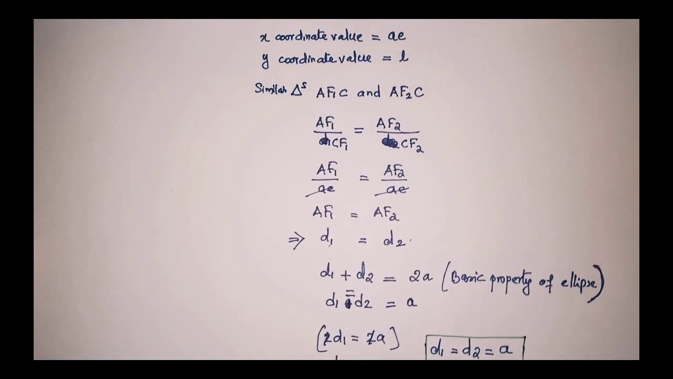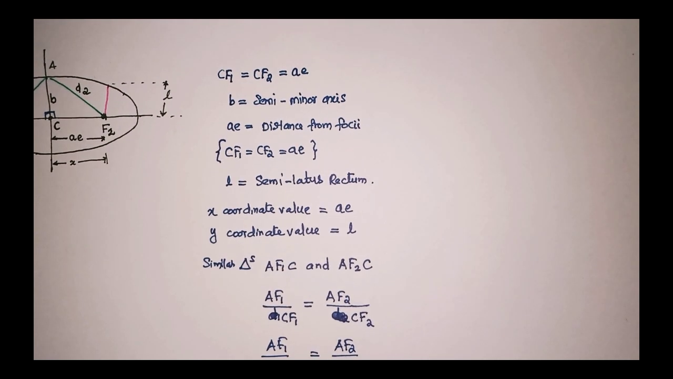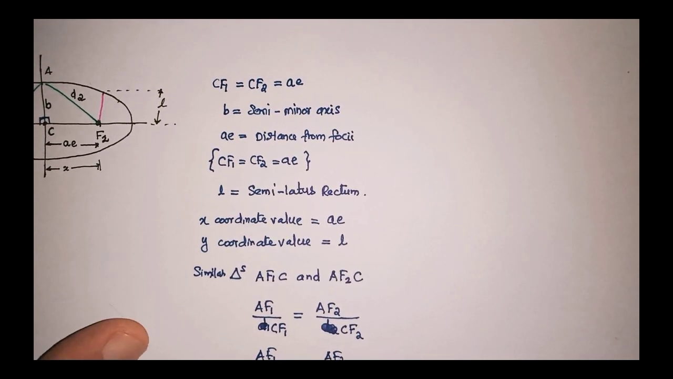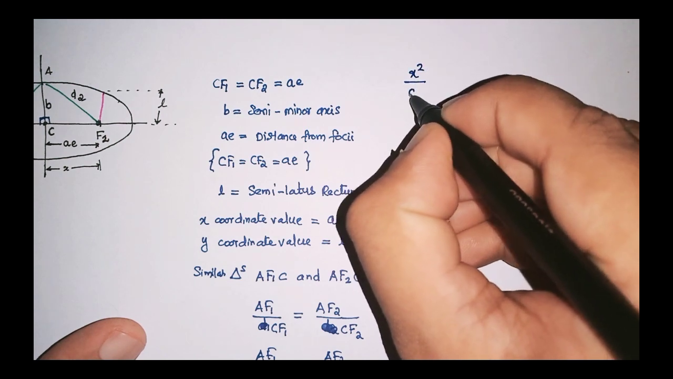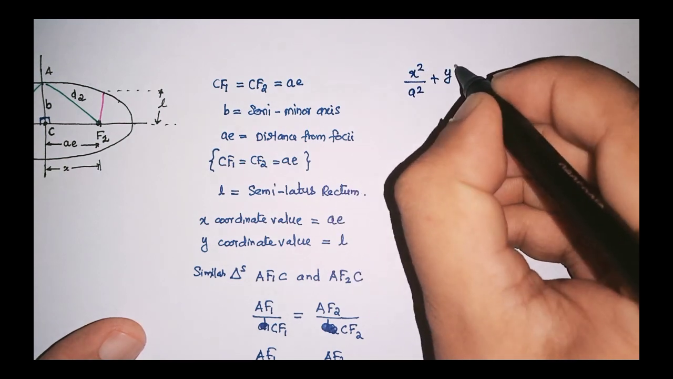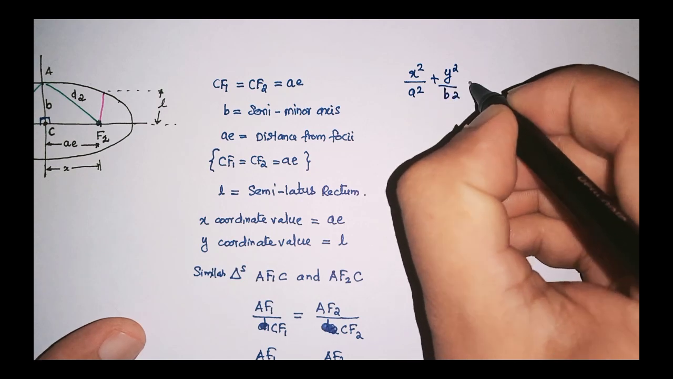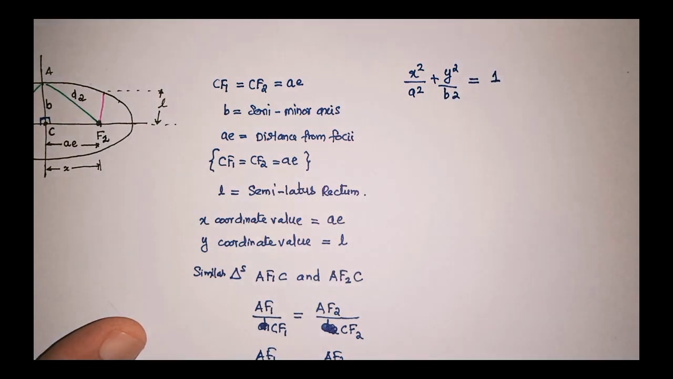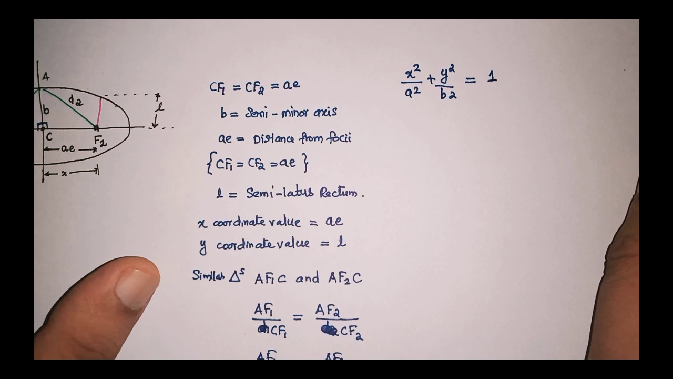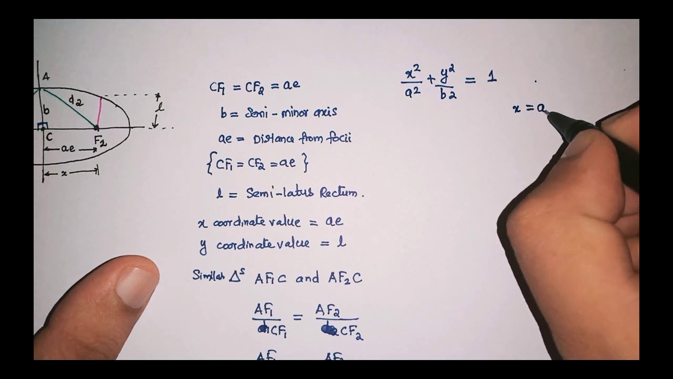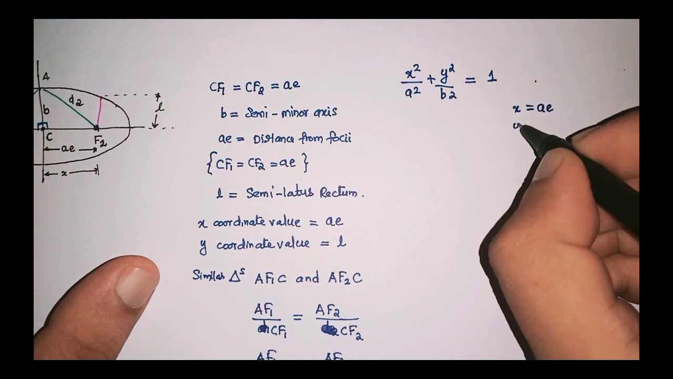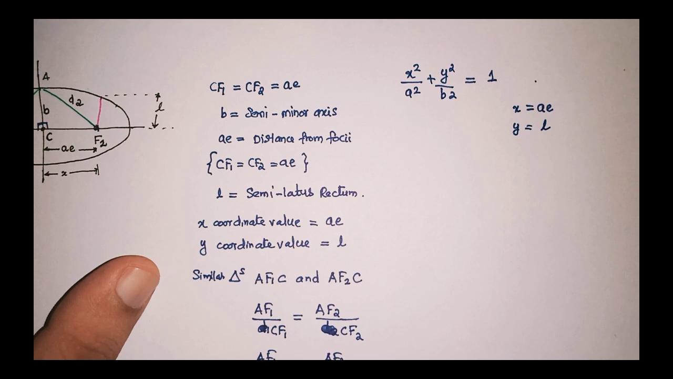Now, I would like to recall once again the equation of the ellipse. If you know the equation of the ellipse, it is given by x square divided by a square plus y square divided by b square equal to 1 for an ellipse at 0, 0 position. Now, let's say we have x equal to a e, which we already know, and we have a y coordinate which is my semi-latus rectum L.